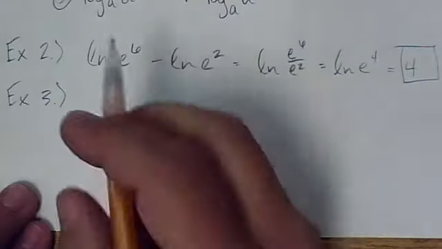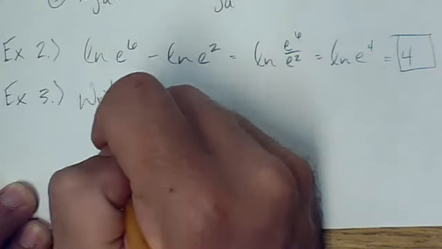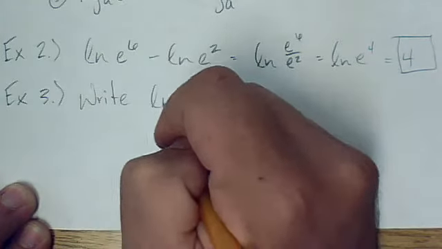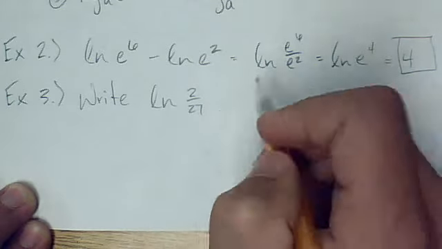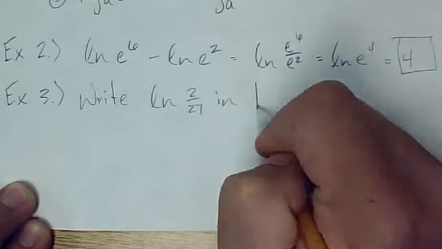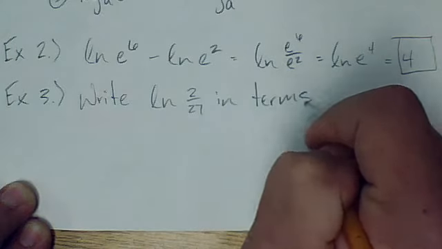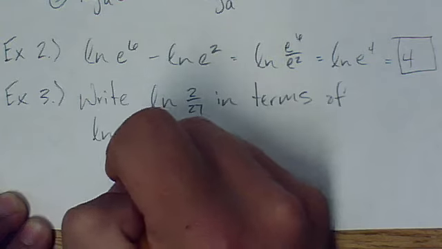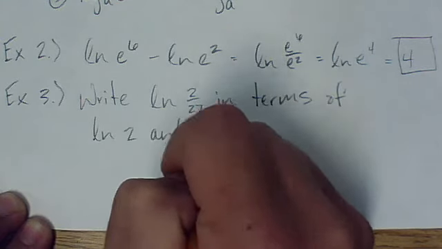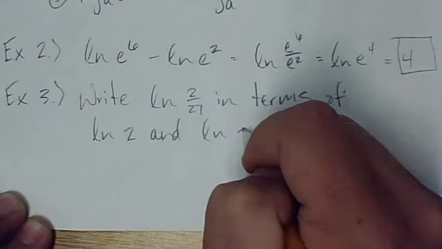Let's look at another example. We'll kind of work that backwards. Let's write the natural log of 2 over 27 in terms of natural log 2 and natural log 27.